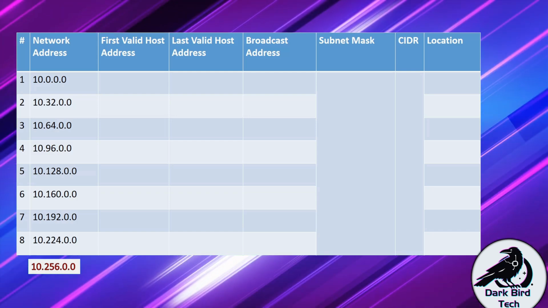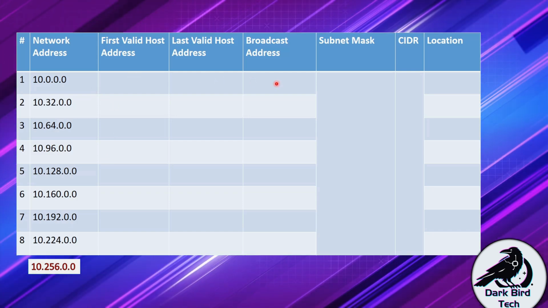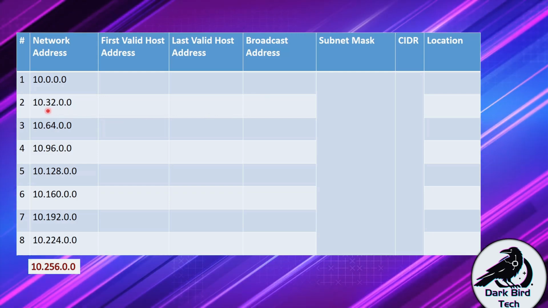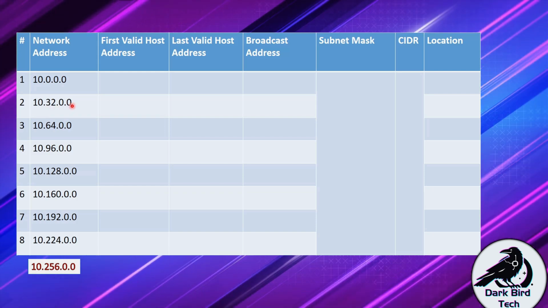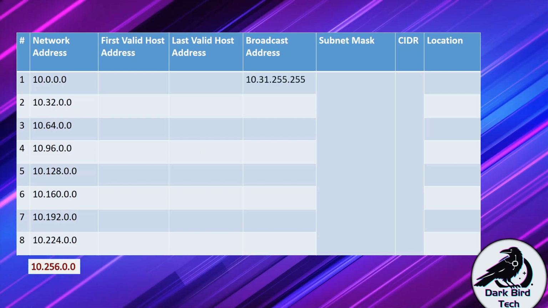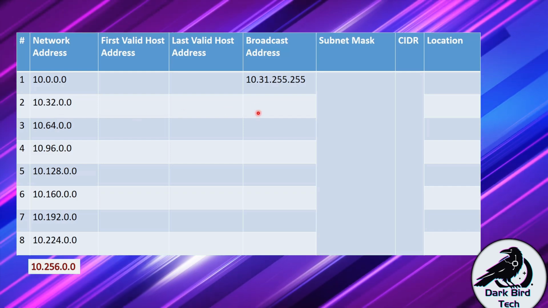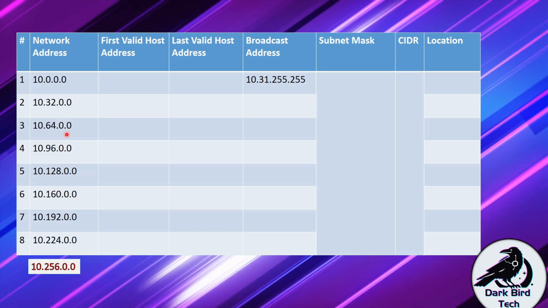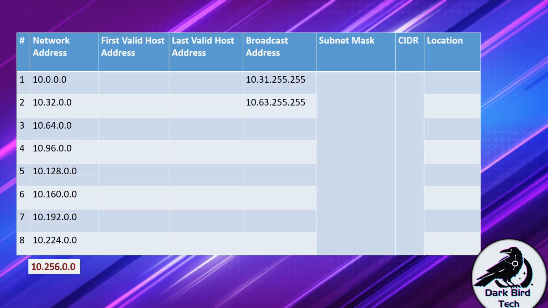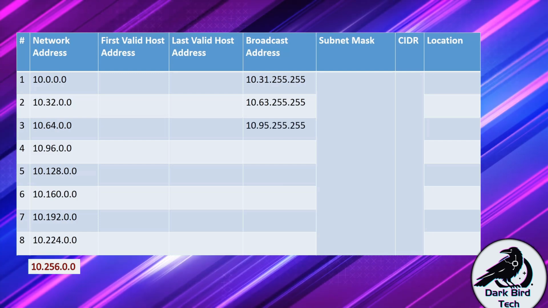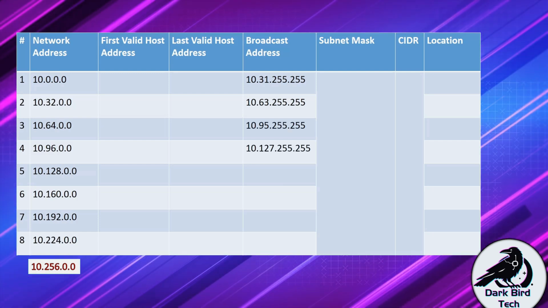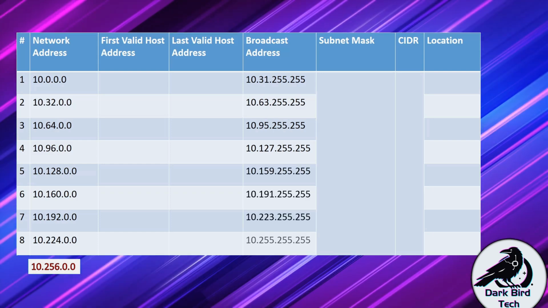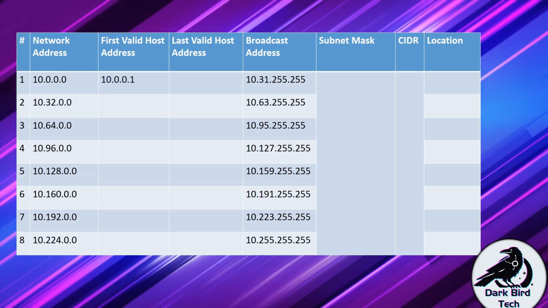Now, broadcast address. For this first network's broadcast address, we look at the second network and we say -1. So if I say -1, that goes to 10.31.255.255. Then for the second network's broadcast address, it's 10.64.0.0 -1, which will be 63.255.255. It'll be 95.255.255, 10.127.255.255, and so on and so forth. Served its purpose, it can now go away.